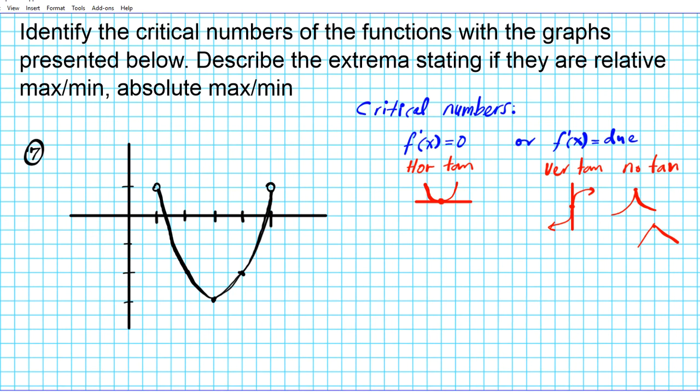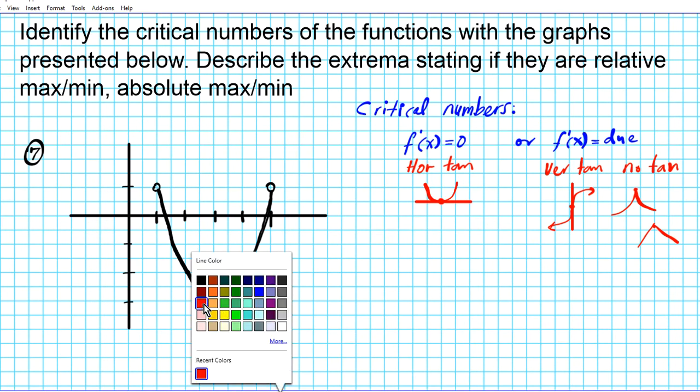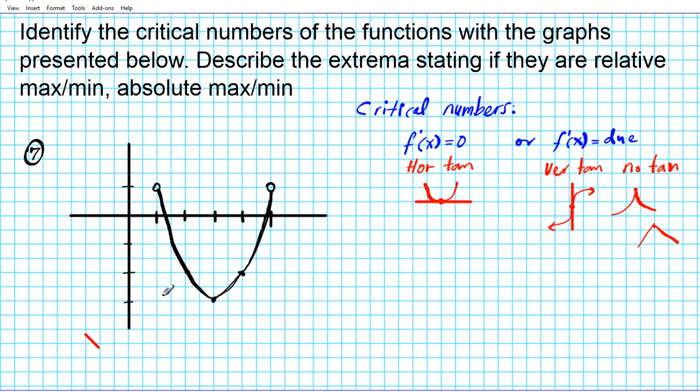Let's take a look at number 7. We're going to identify the critical numbers. The critical numbers are points where the derivative is equal to 0 or does not exist. If you look at this function right here, you have an extrema here, namely a minimum, and the graph is smooth and continuous at this point. Basically, there's nothing funny happening here. You don't have a corner or a cusp. It's smooth, so we know for sure that there is a horizontal tangent line here.